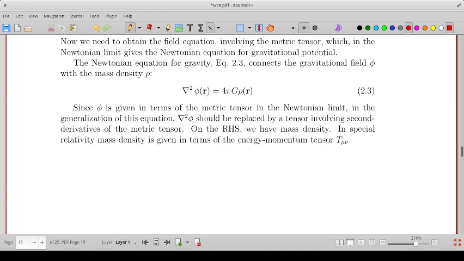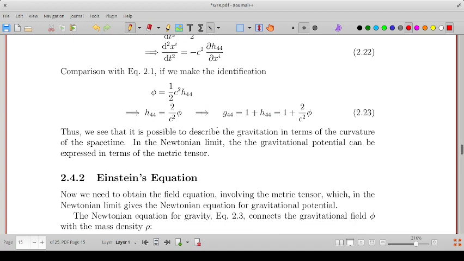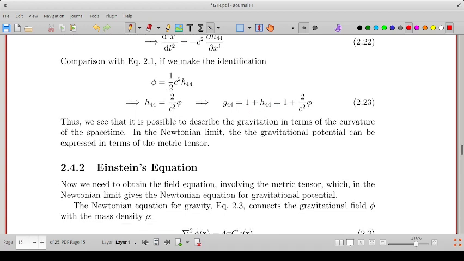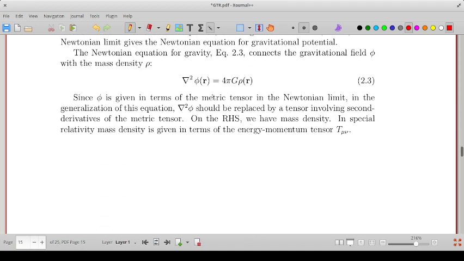Now we have already seen in the Newtonian limit of the geodesic equation that phi is related to the metric tensor. It's given by the following equation. G44 should be equal to 1 plus H44 in the Newtonian limit. And if we want to generalize this equation to the case of curved spacetime, then this phi should be given in terms of the metric tensor.